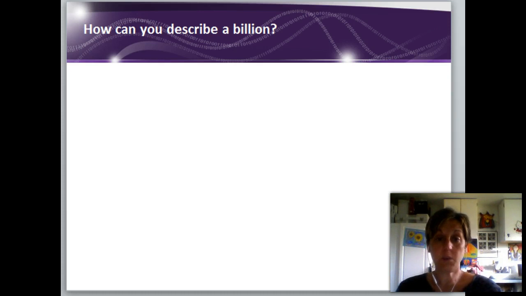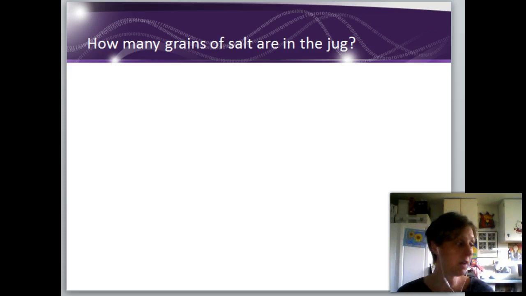So some ways that we could talk about how to describe a billion would be to write it in scientific notation. We could write it out in expanded form. Okay, we could draw a picture to show something for a billion. But sometimes describing large numbers can be quite challenging. So I have a question.